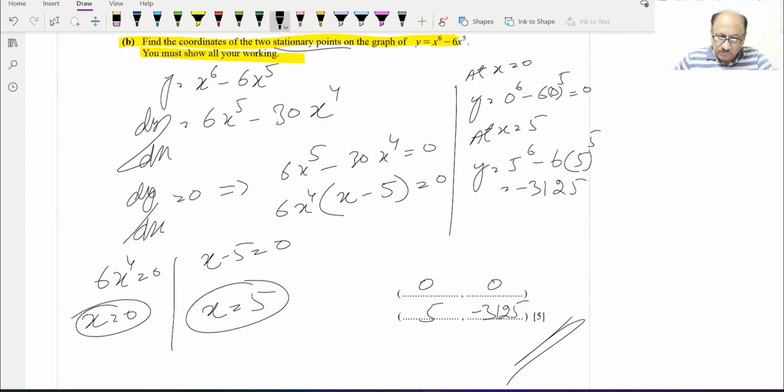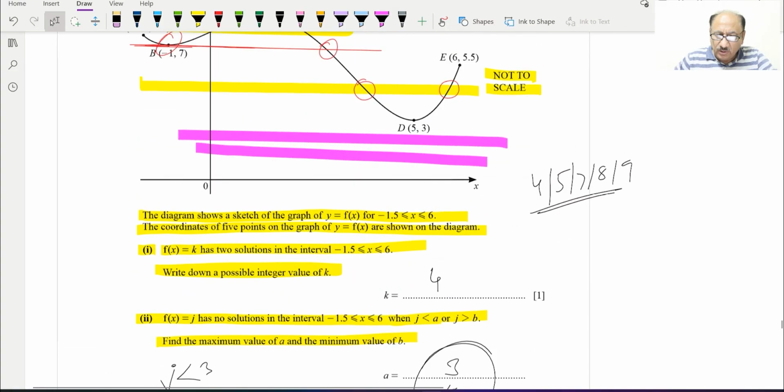Hopefully you understood this. We are done with the paper. Hopefully you understand each and everything.